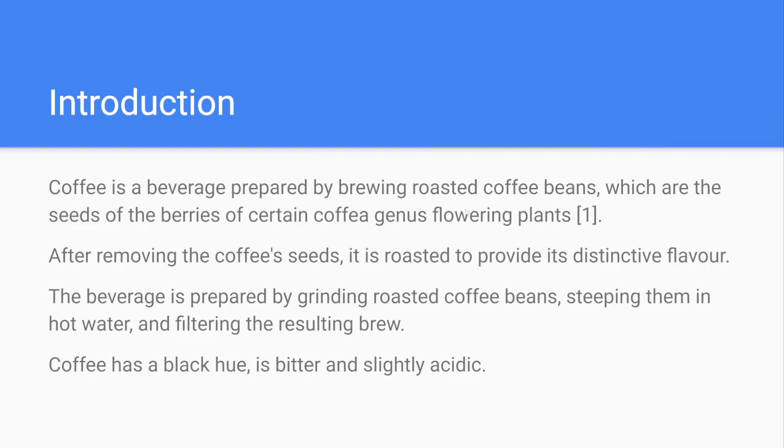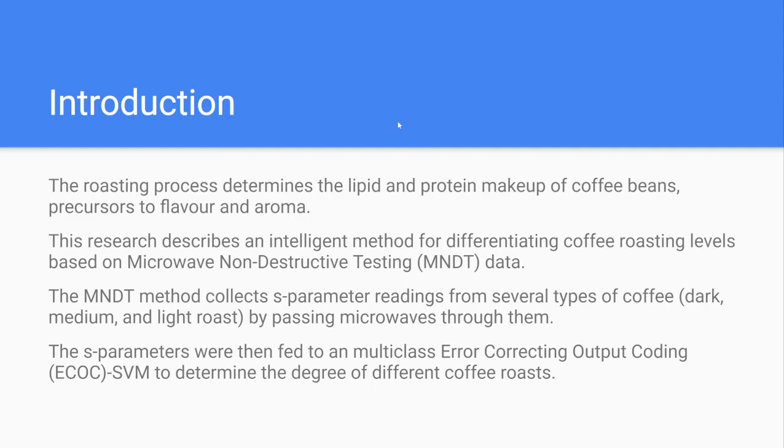Basically, the roasted coffee beans are grinded and steeped in hot water, and after filtering, it will produce the brew. It has a black hue and a bitter and slightly acidic taste. The roasting process determines the fat and protein contents of the coffee bean, and this is a precursor to the flavor and the aroma of the coffee.